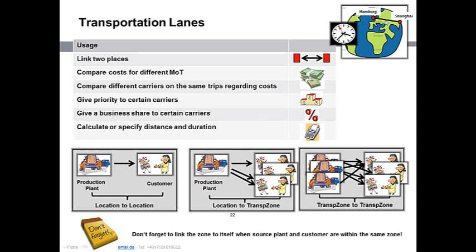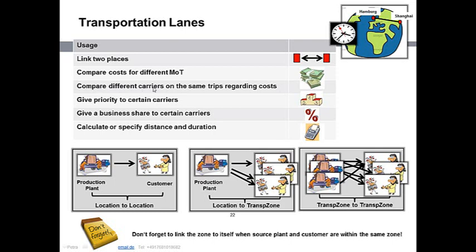So basically, as you can see here, you have Hamburg and Shanghai, and they are linked by something. So you can link two places. These two places can be locations or transportation zones. Why do you do that? It allows you to compare costs for different modes of transport. So you can do different lanes for different modes of transport and maintain different costs for different modes of transport. In the next slides I will show how you do that.